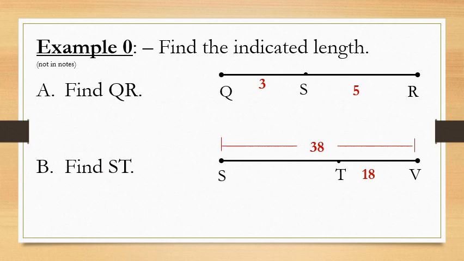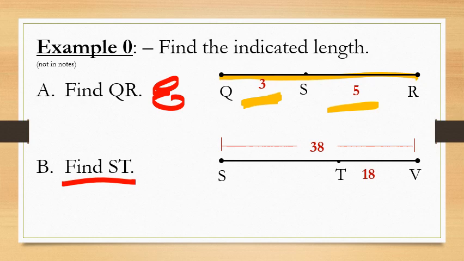So this example is not in your notes, but let's just talk about it anyway. If we look, it says, hey, find the length of segment QR, which is this entire thing. So we're going to take this and this and add it together. So the length of segment QR is going to be 8 units.